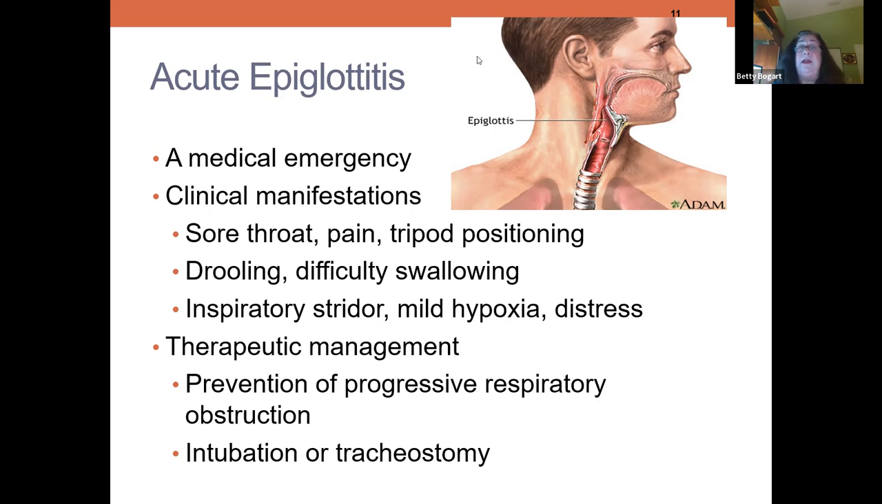They'll be able to breathe, but you've got to be prepared for the worst here, which is now trying to intubate with the epiglottis covering the airway. It's very difficult. Okay. I never had to intubate or do a trach on these kids.